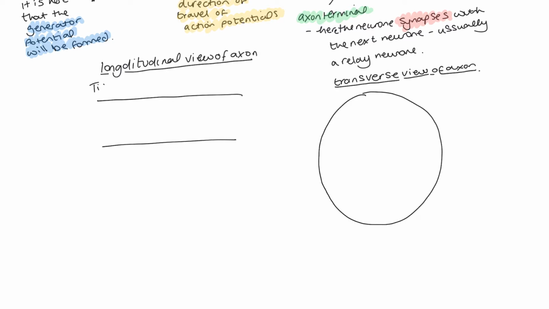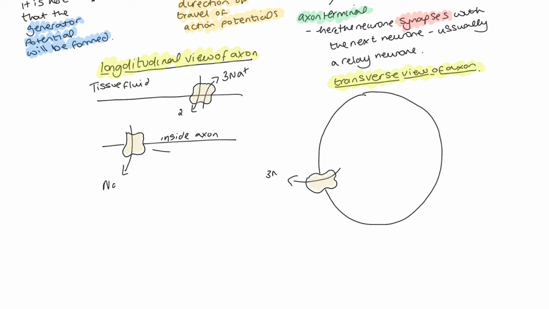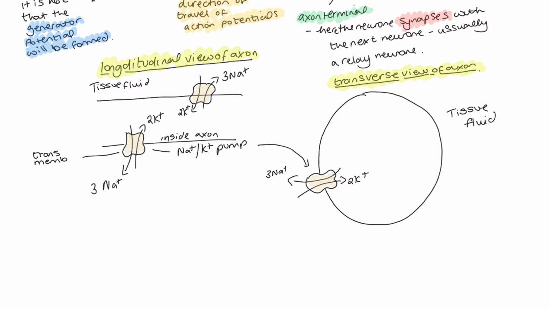Embedded into the membrane are sodium-potassium pumps. These sodium-potassium pumps pump out 3 sodium ions at the same time that they pump in 2 potassium ions. This is a pump. That means that it is active transport. So the sodium is being actively transported out and the potassium is being actively transported in. So it requires ATP, and the sodium-potassium pump is attached to an ATPase enzyme.